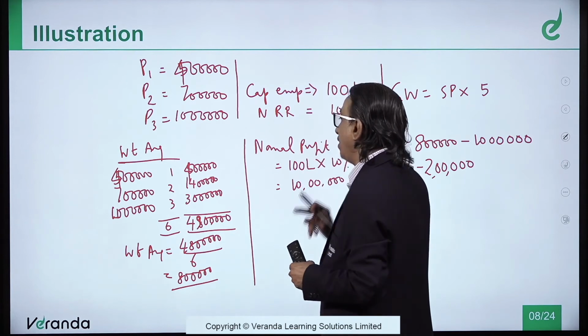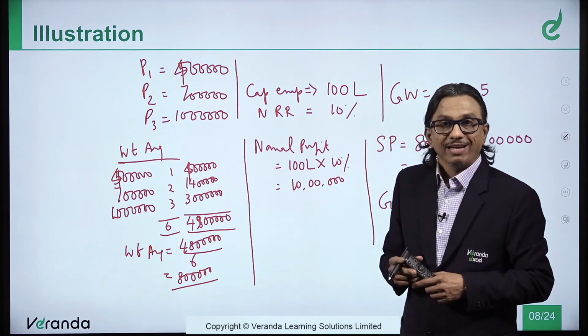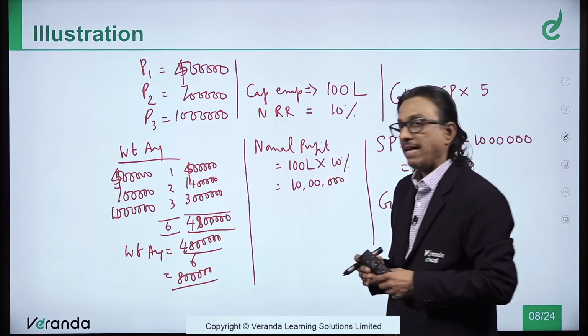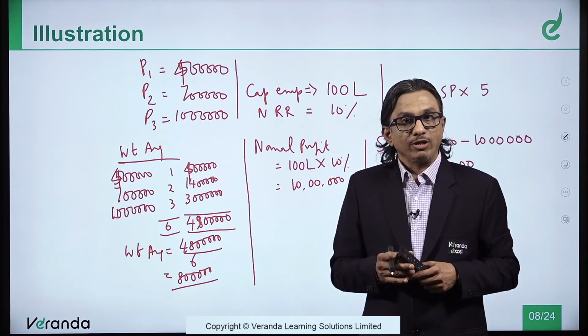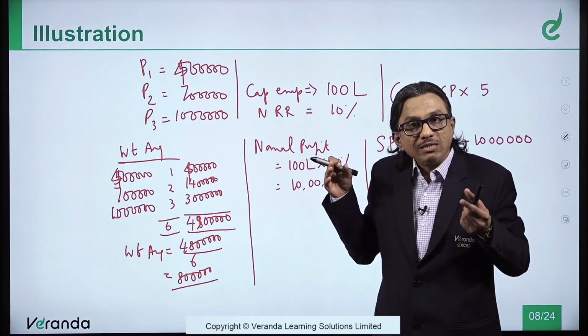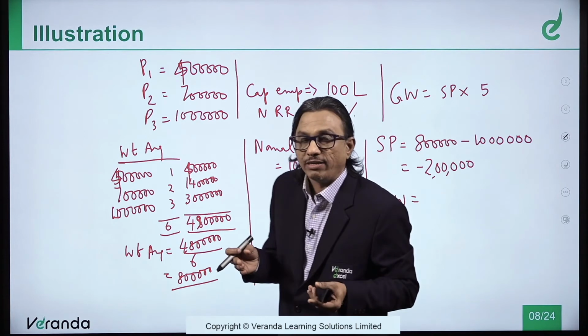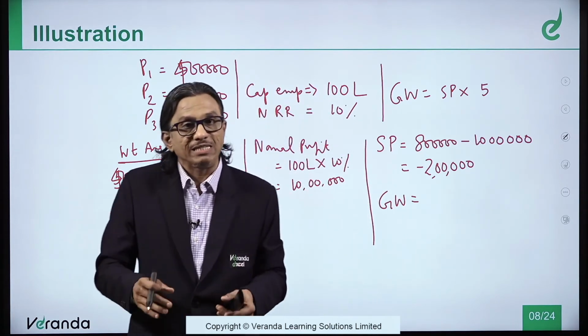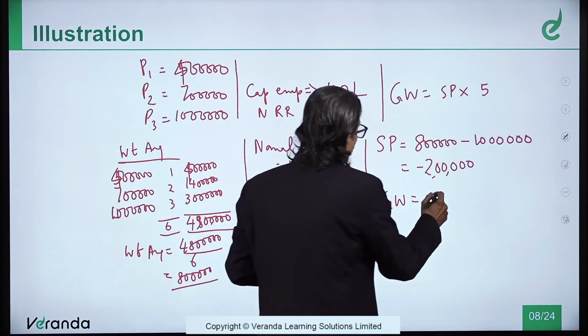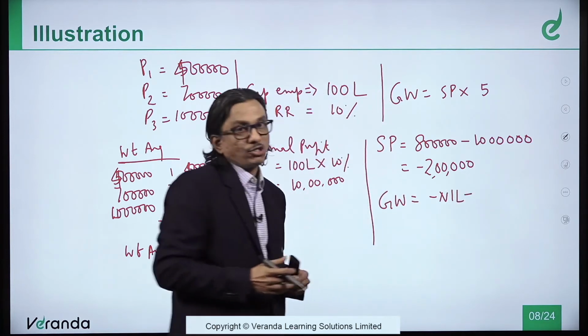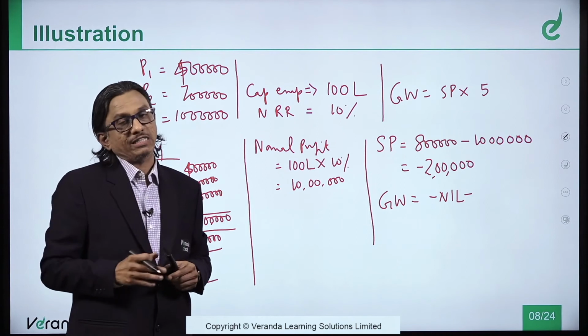So only when the super profit is positive, then you multiply that by number of years to get the goodwill. In this problem, luckily it so happened that the average profit was 8 lakhs, but the normal profit was 10 lakh. So in this business, you are not making even the normal profit. That means your business does not have goodwill. Understand carefully.